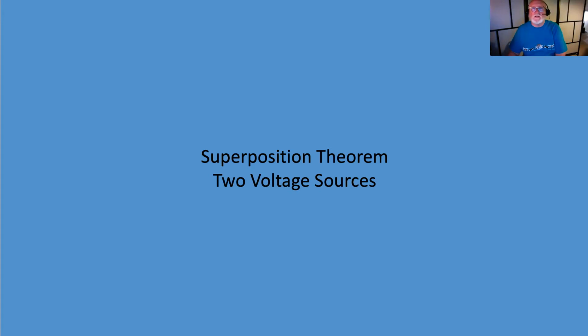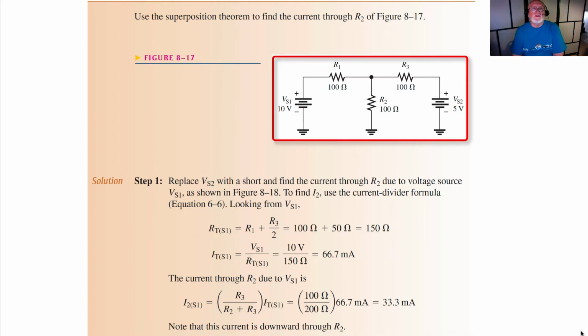Let's take a look at some examples of using the superposition theorem. Let's start off with two voltage sources. Use the superposition theorem to find the current through resistor R2 in the figure.